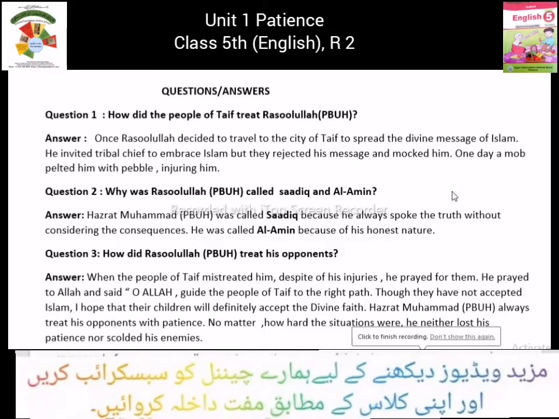Okay students, reading comprehension, that is, answer these questions. First question is, how did the people of Taif treat Rasulullah sallallahu alaihi wasallam? Answer: once Rasulullah decided to travel to the city of Taif to spread the divine message of Islam, he invited tribal chiefs to embrace Islam, but they rejected his message and mocked him. One day a mob pelted him with pebbles, injuring him.